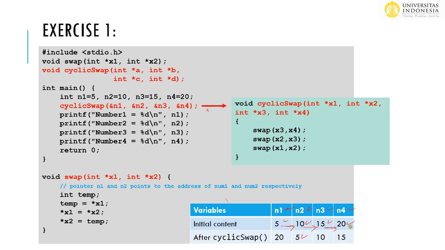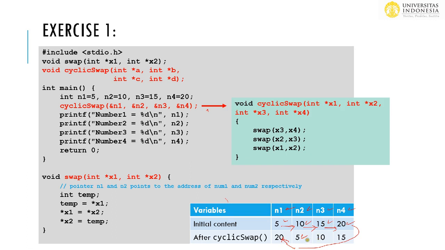But how about the last element? The last element should go back to the first element. So that's why we call it cyclic. Cyclic means that it rotates. Yeah, rotate once, rotate twice. It depends on your need, right?